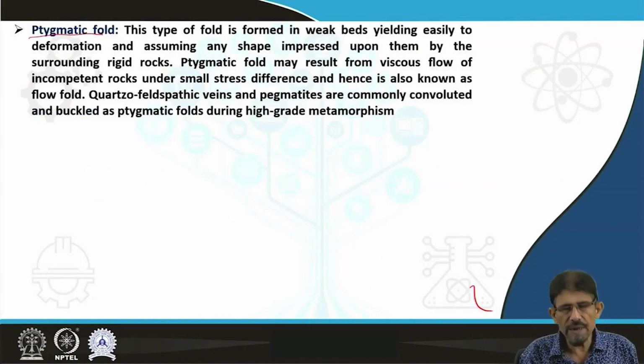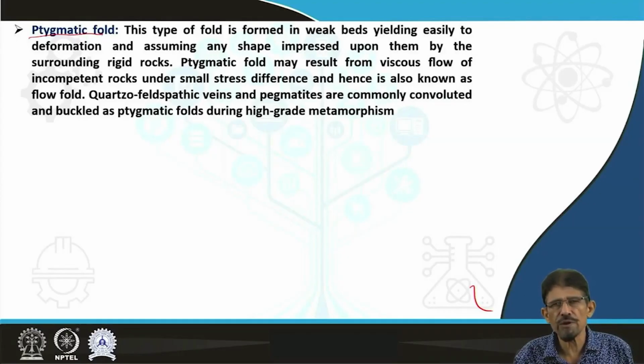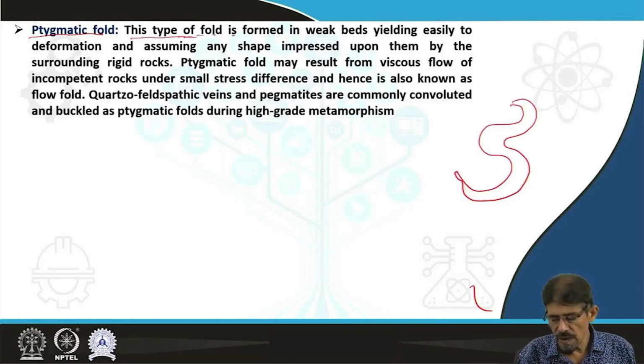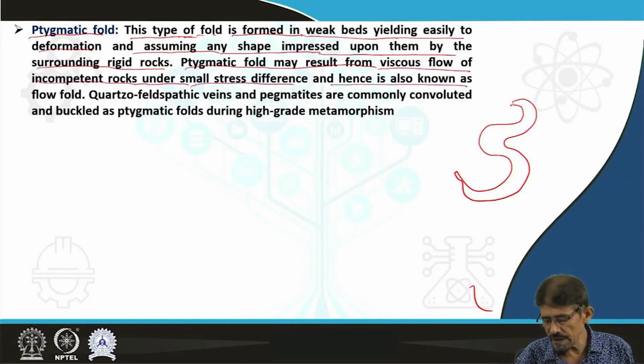Another is the ptygmatic fold. As the name indicates, ptygmatic is related to the movement of a snake. This fold is formed in weak beds, yielding easily to deformation and assuming any shape impressed upon them by the surrounding rigid rock. Ptygmatic folds may result from the viscous flow of incompetent rock under small stress difference, and hence it is known as flow fold also.